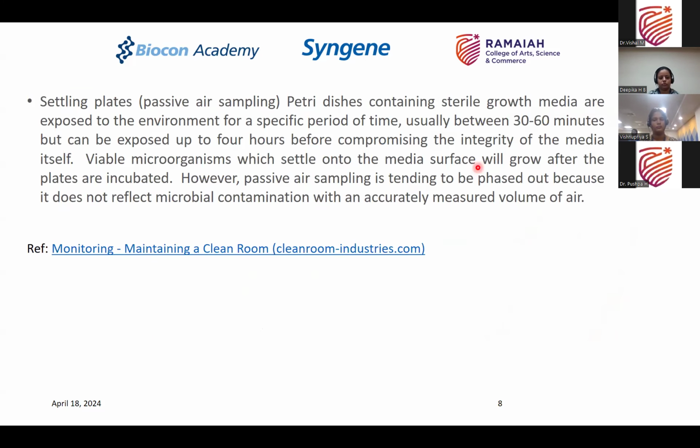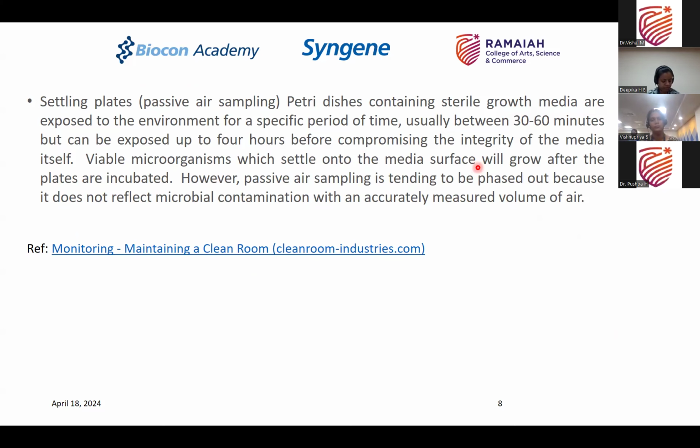In the case of passive air sampling, samplers are not required. What we can do is take Petri plates containing sterile growth media. Growth media, once again, for bacteria and fungi are different. Prepare the appropriate media, sterilize the media, pour it onto a sterile Petri plate, allow it to solidify, and place such a Petri plate, open, in the clean room for about, depending upon the time, 30 to 60 minutes.